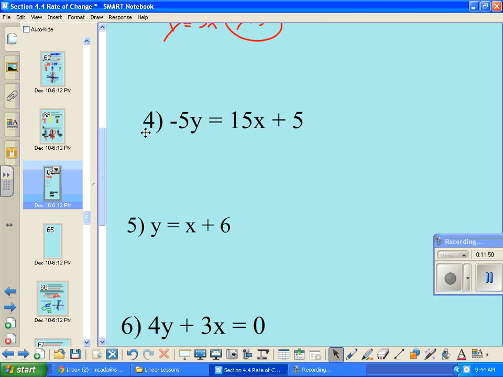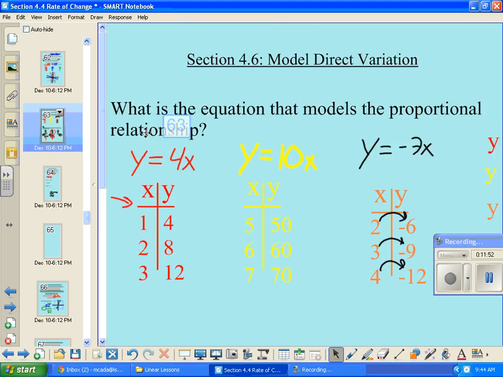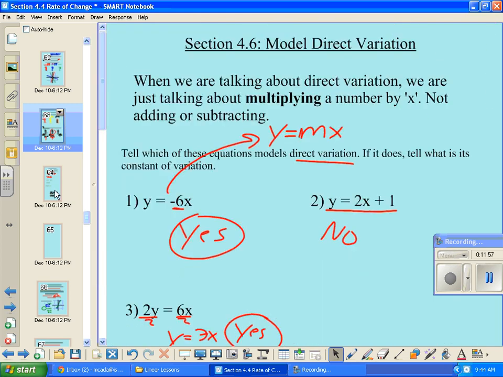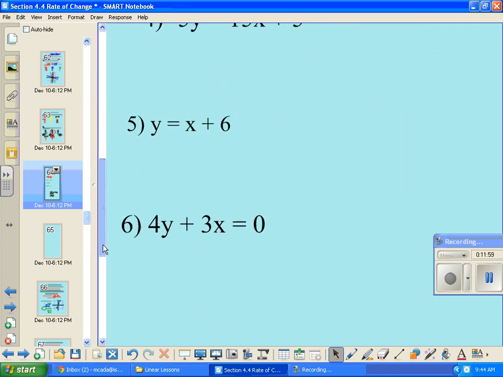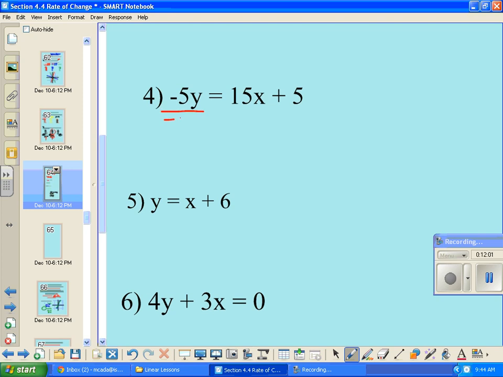So if it's negative 5y, the first thing I'm going to do is divide both sides by negative 5. I just got to divide every single term by negative 5. When I do that to this side, the negative 5's cancel out. I just get y by itself. That's what I want. On the right side, I get negative 3x. And then 5 divided by negative 5 gives me negative 1, or minus 1.